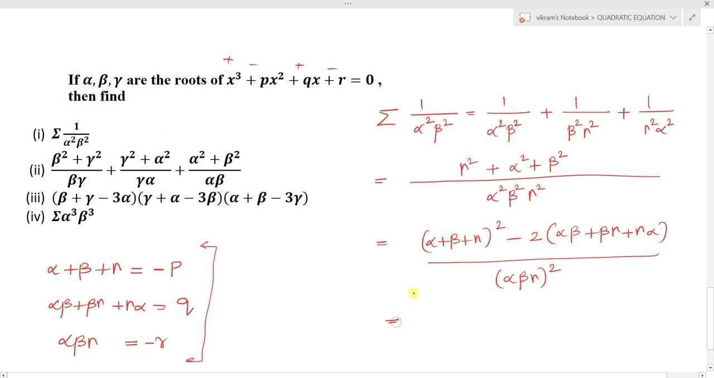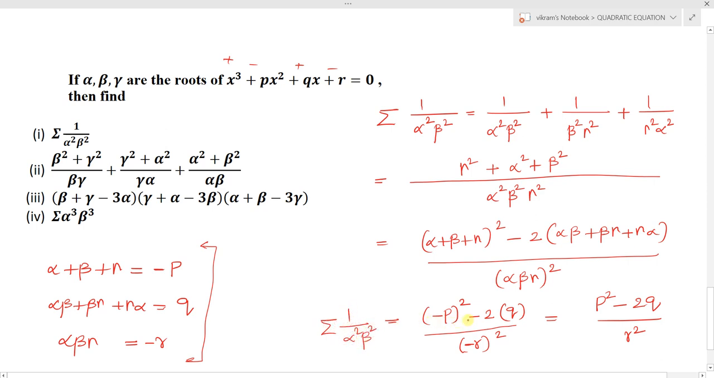Simply substitute the results we have considered from the cubic equation. Alpha plus beta plus gamma is minus p, whole square, minus 2 into alpha beta plus beta gamma plus gamma alpha, which is q, by alpha beta gamma, which is minus r, whole square. Then the resultant we obtain is p square minus 2q by r square. The result of the summation 1 by alpha square beta square is p square minus 2q by r square.